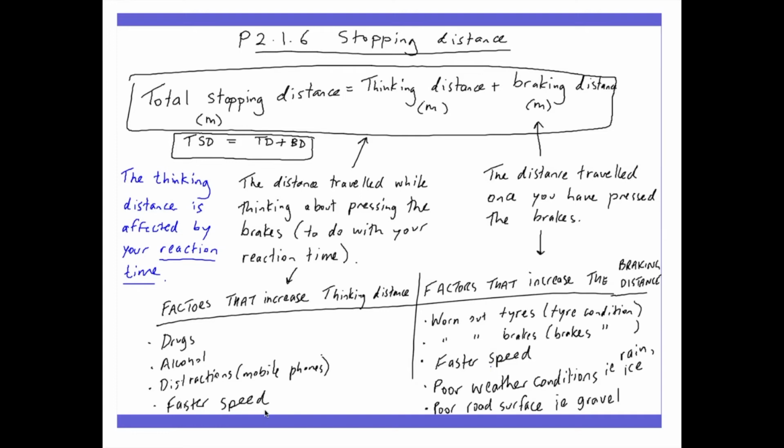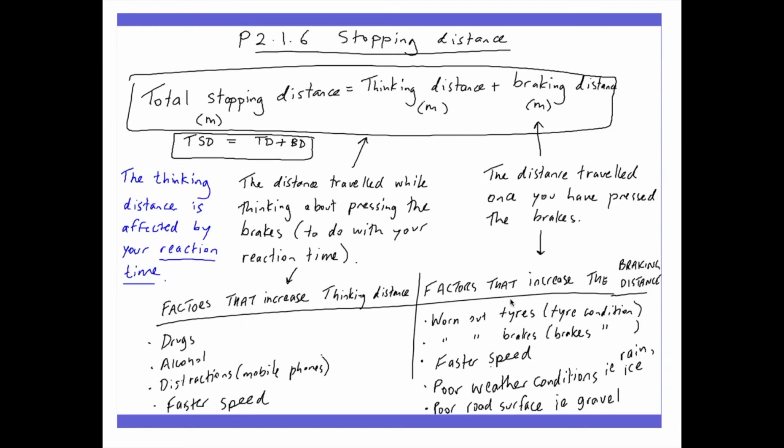So just say your reaction time is still half a second, which is good. Instead of just going at 10 meters per second, in which case you would travel 5 meters, if you're going at 30 meters a second, then you're going to travel 15 meters during that reaction time. So faster speed will increase your thinking distance.